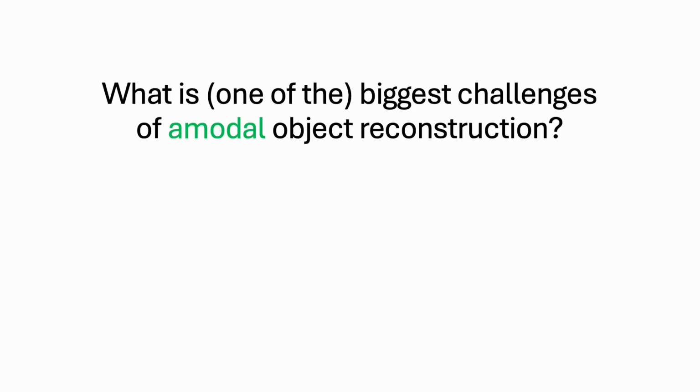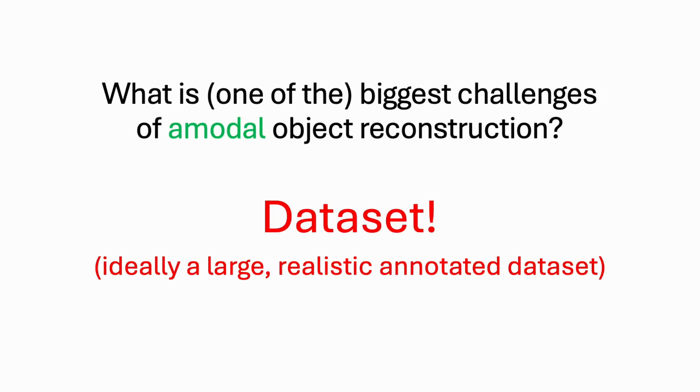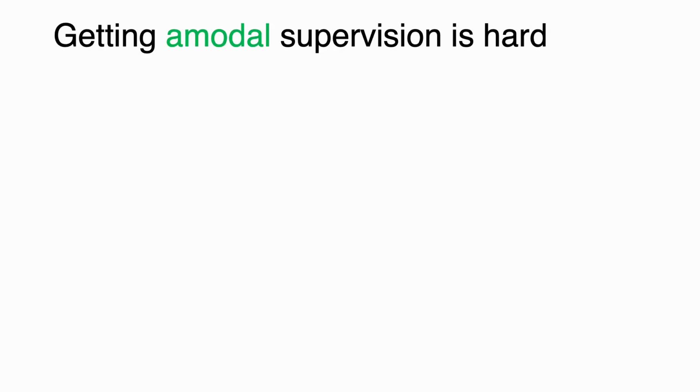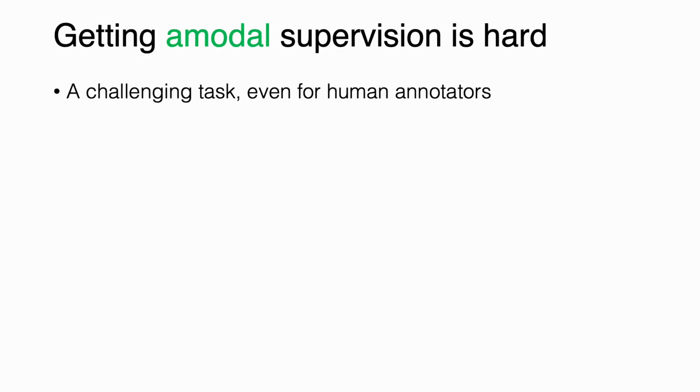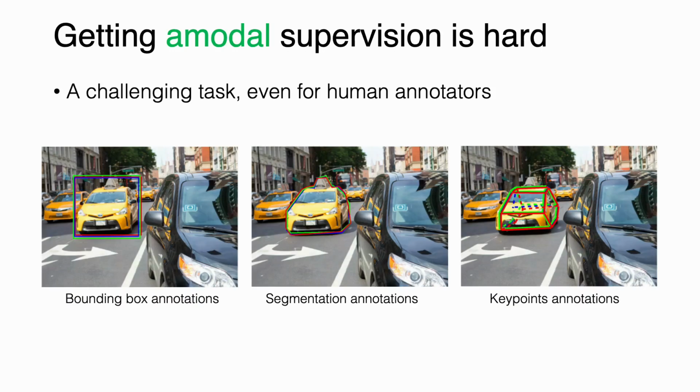In this work, we argue that one of the key challenges of amodal object reconstruction is the lack of data annotations. Why is getting amodal annotations difficult? Even for humans, annotating the occluded parts is not easy or accurate. For instance, in this image, if you ask 3 different annotators to annotate the car in the middle, you get slightly different answers, but they are relatively consistent because the car is fully visible.